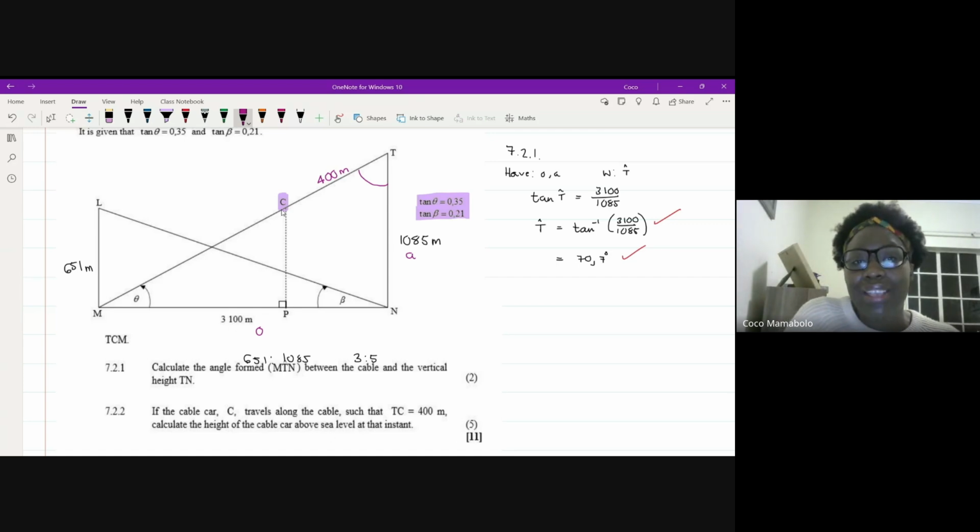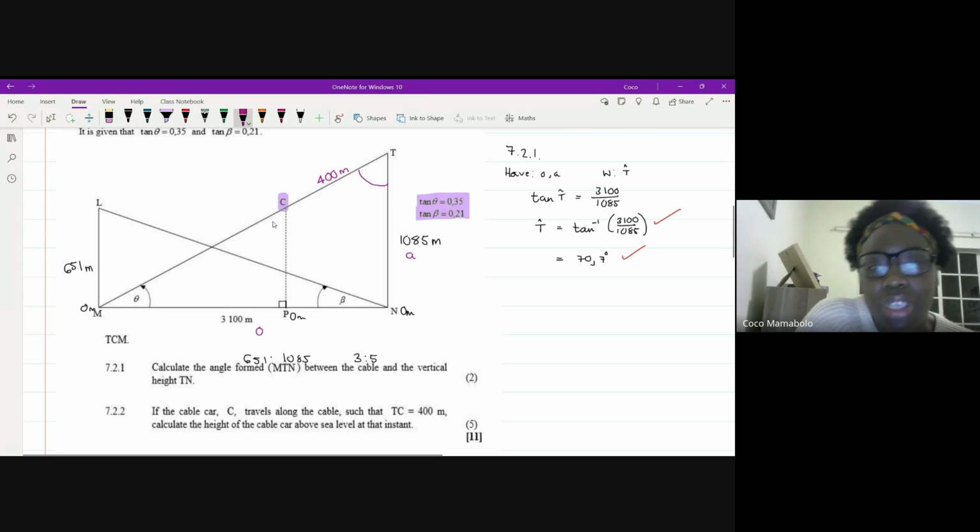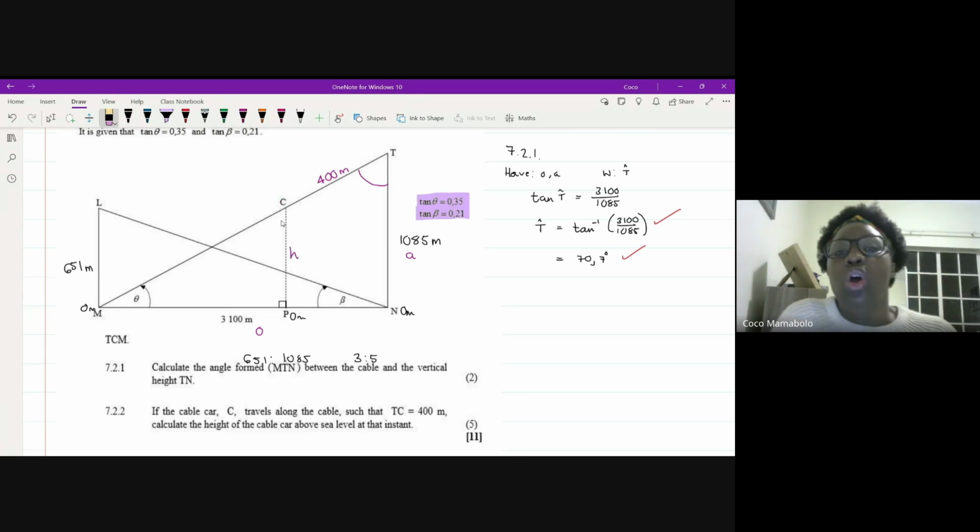So the height above sea level, remember we said that MN is our sea level. So this is at 0 meters, right? That's 0 meters, that's 0 meters. And P is on the same plane. So this is also 0 meters. So if you want to calculate the height above sea level, this is what we're calculating for. We're calculating for H. Okay, now we need to help each other out. Let's strategize together. How are we going to find the value of H?